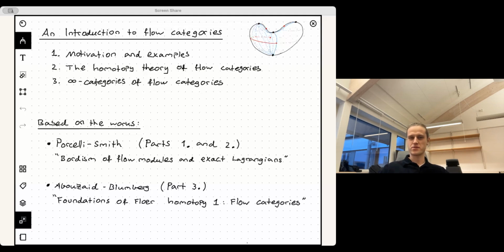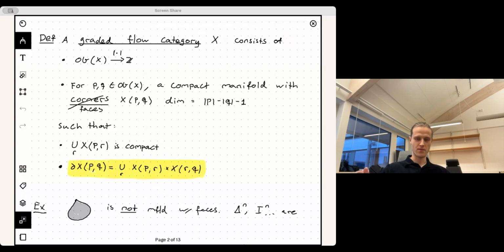And this is an expository talk. This is not my original work at all. It's based on one paper by Porcelli and Smith, which I can highly recommend as a gentle introduction to flow categories. And then by the big mastodon, the foundational paper, which is Foundation of Floer Homotopy Theory by Abouzaid-Blumberg. So I'll get right into it. Maybe this is bad mojo, but I'll get right in with the basic definition.